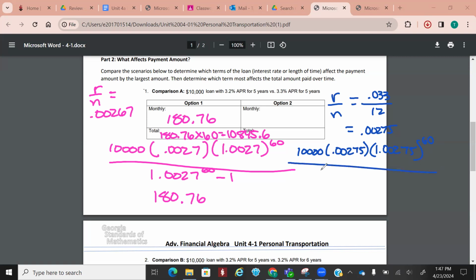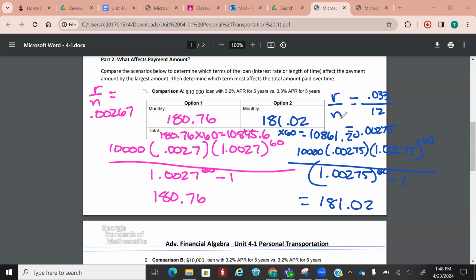And then divide it by 1.00275 raised to the 60th minus 1. So plug that into your calculator, and you're going to get 181 over 0.02. Sorry, I can't talk. And then we're going to multiply that by 60. And so that's going to give us 10,861.20.